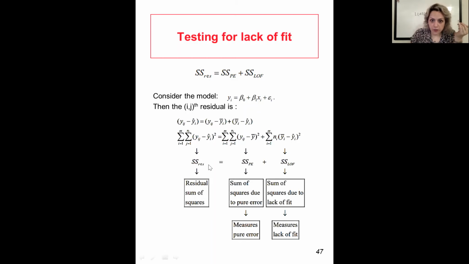So this is the sum of squares of regression. This is the sum of squares of the residual, the general residual. And this one is going to be the sum of squares of the pure error. And this is going to be the sum of squares of the lack of fit. So the sum of squares of the pure error measures pure error. You would need to have the replication to find out the pure error. It doesn't depend on the model at all in reality.